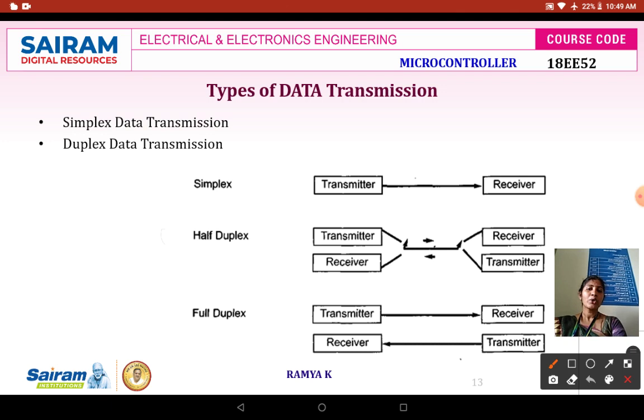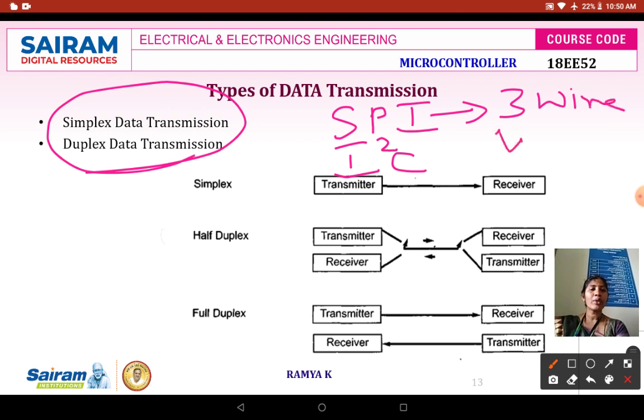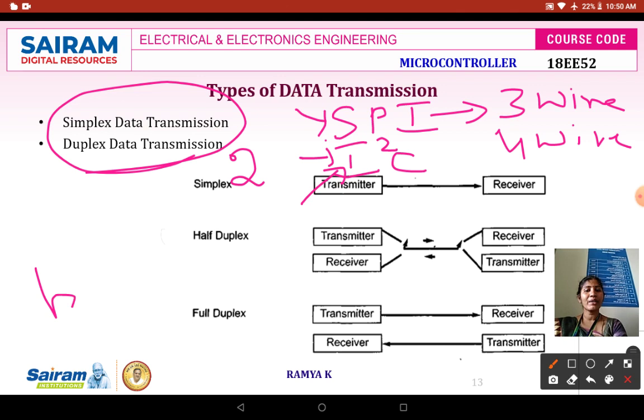So as of now, to transmit the data either by means of simplex data transmission or by means of duplex data transmission, we have seen two protocols. One is SPI, that is serial peripheral interface, and the second one is I square C, that is inter-integrated circuit. The SPI comprises of either a 3-wire protocol or a 4-wire protocol, whereas I square C has only a 2-wire protocol. In both SPI as well as I square C, we are going to transmit the data in a bidirectional way. Either way you will be transmitting the data.